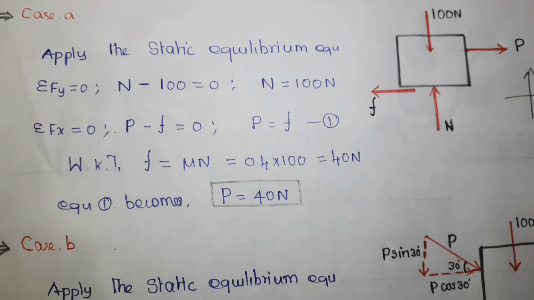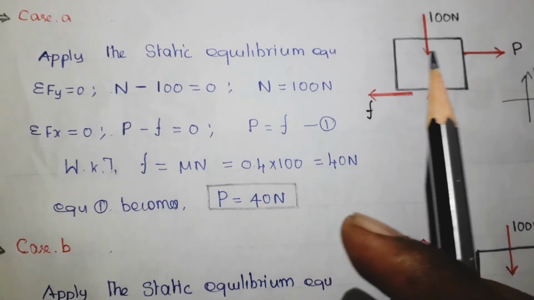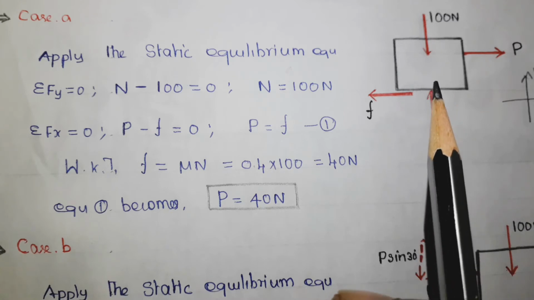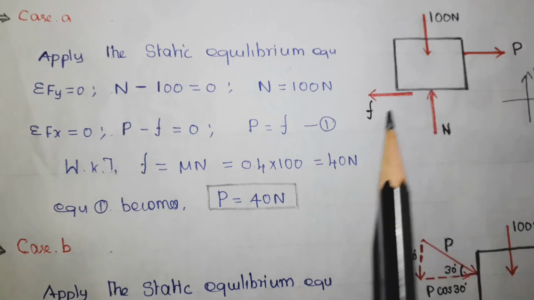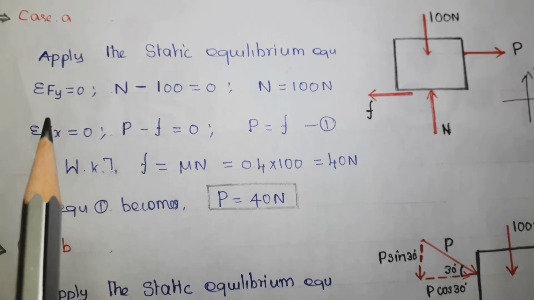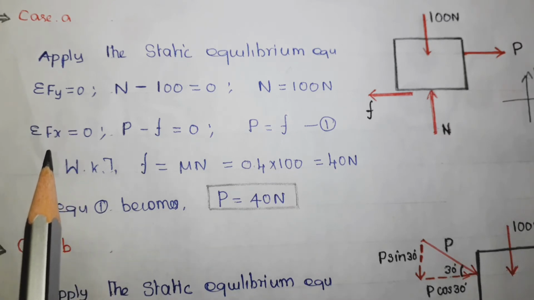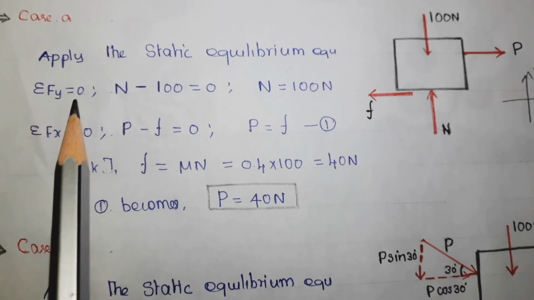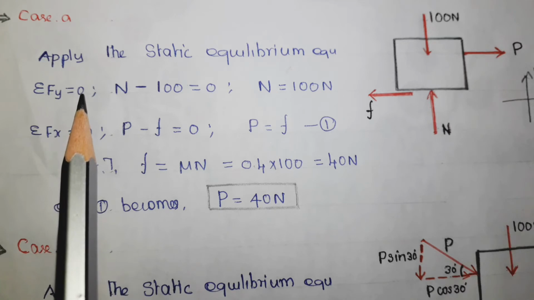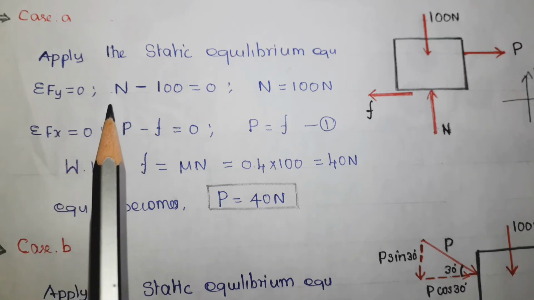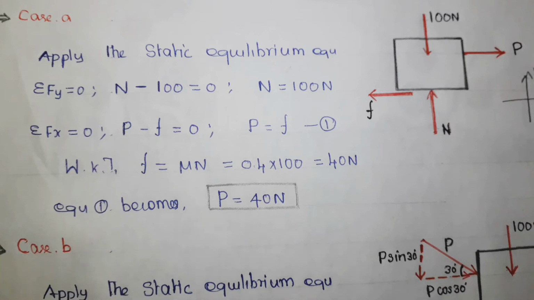Okay, here if you look at this block, we have not considered the dimension, so I am going to use the concept of statics of a particle. So for a particle, there are two equilibrium equations only. One is the summation of all horizontal forces is equal to 0. The other one is the summation of all vertical forces equal to 0. So I am going to use these two equations. So this is my third step.